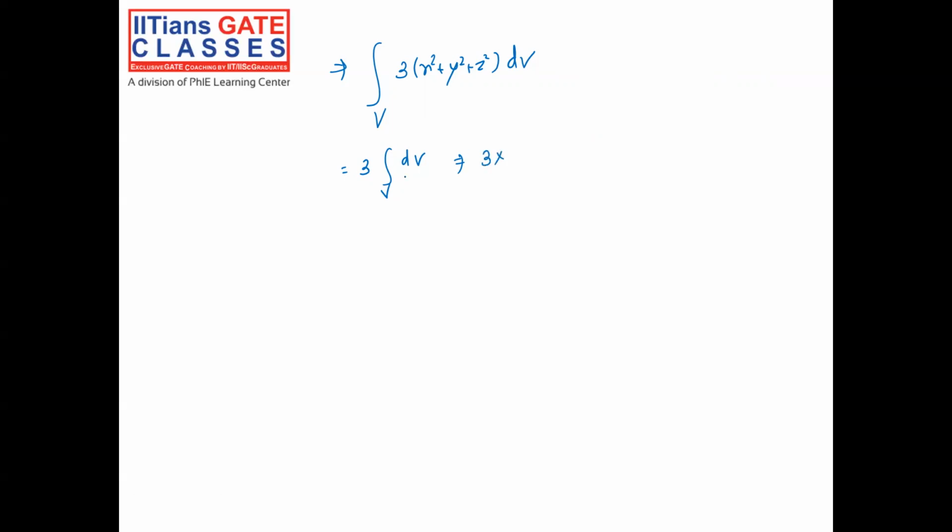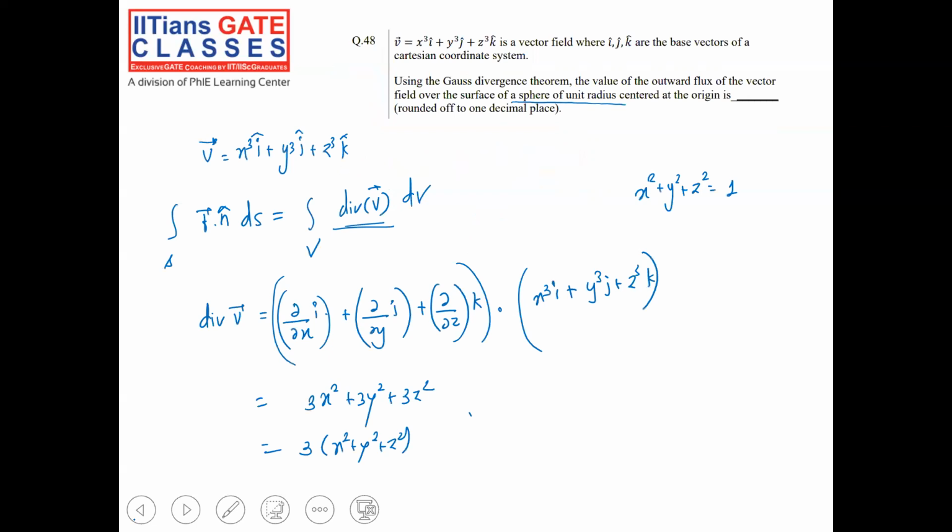the volume of the sphere, which is 4 by 3 pi r cube. Radius of the sphere is given as 1. So 1 cube is 1, and 3 will get cancelled. So ultimately we'll get the answer 4 pi. Okay, so the final answer in this case is 4 pi, which is 12.566. And as they are asking us to round off to 1 decimal place, we can say it as 12.6. Okay.